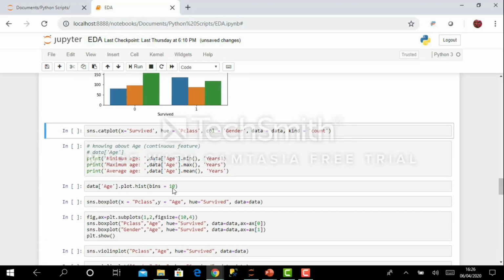Okay, then there is another plot. Here I am plotting the relationship of Survived with Pclass and gender both. That's why it's a catplot. Here the kind is count. So when I am trying to do the count plot for multiple columns, then I can take the help of this catplot.